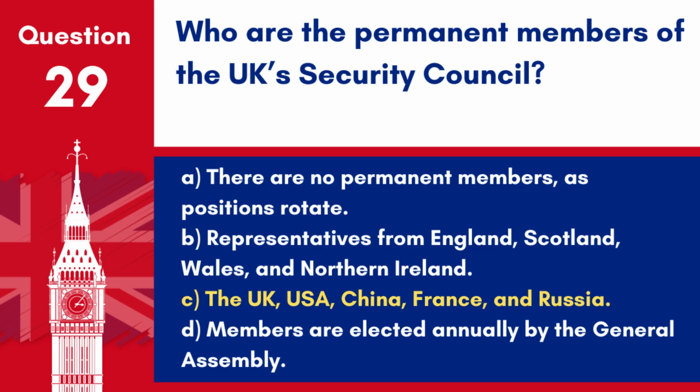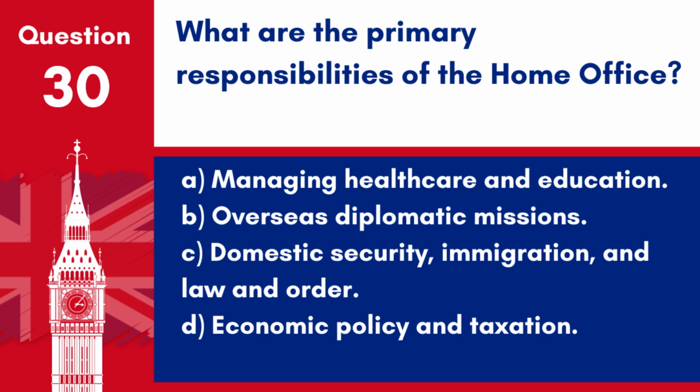Answer: C. The UK, USA, China, France, and Russia. The permanent members of the United Nations Security Council, which include the UK, play crucial roles in international peace and security decisions. Question 30. What are the primary responsibilities of the Home Office?